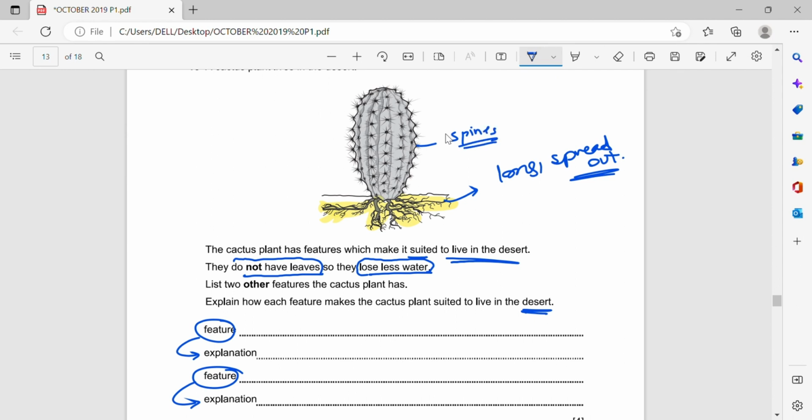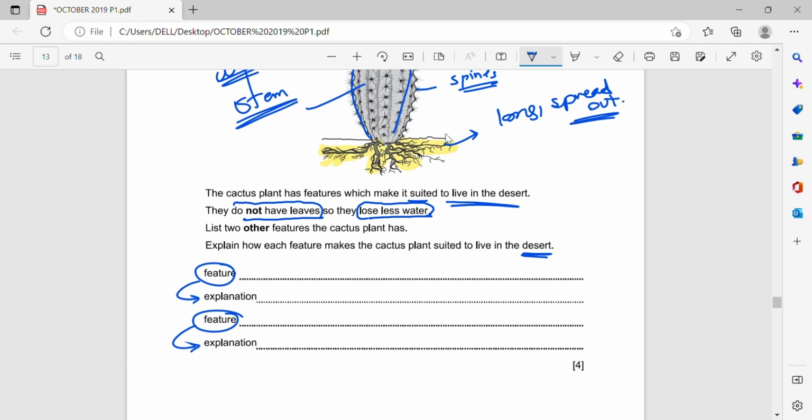What's the function of the spines? Spines protect the cactus plant against the animals, to stop the animals from eating them. What else? What about the stem? What distinguishes the stem in the cactus? The stem is a wide stem. Why? To store more water.